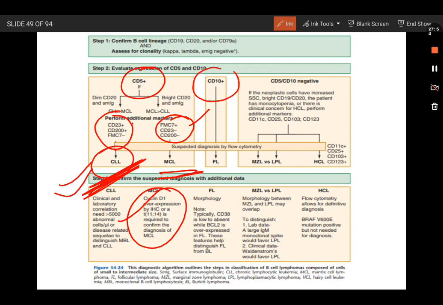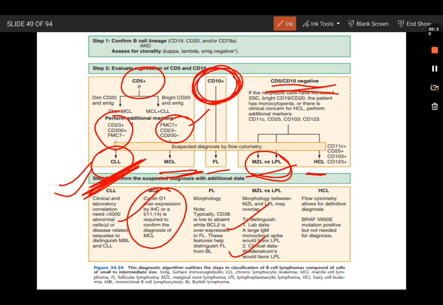Now we have CD10. CD10, as we remember, is a follicular center marker. So follicular lymphoma, DLBCL or Burkitt lymphoma, but we are only discussing small to intermediate size lymphomas here. If both of these are negative, marginal zone lymphoma and lymphoplasmacytic lymphoma have significant overlap between their morphology. So you have to differentiate between them. You have to do other investigations, and you have to rely on morphology, but morphology is overlapping. So you have to distinguish using lab data and clinical data to differentiate between these two.